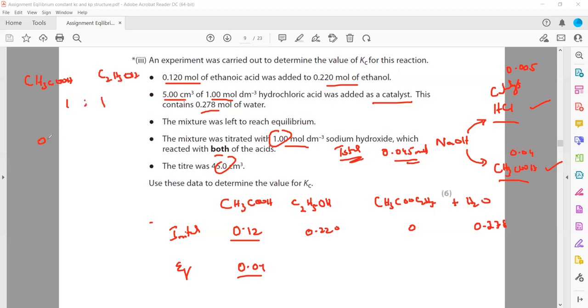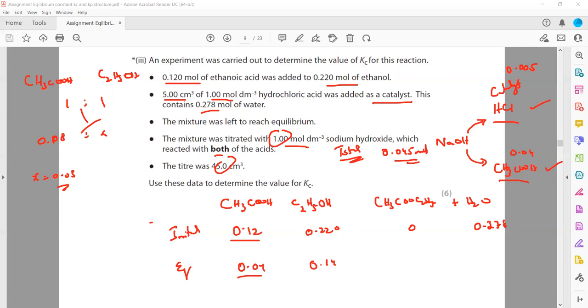So if we have 0.08 moles, then it will be X cross multiplied, so 0.08. Means 0.08 moles of ethanol reacted, but we are not finding how many reacted, we are finding how many left. So 0.22, that was the original moles, minus 0.08. This will give us 0.14. So 0.14 moles of ethanol are left at equilibrium.